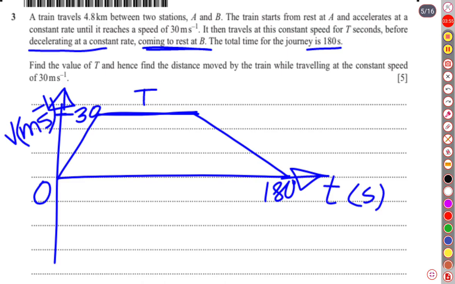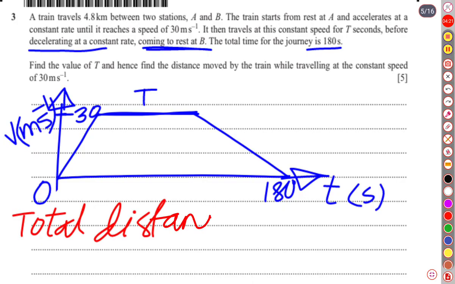Let me erase this portion which is unnecessary because there is no negative velocity. So we have a clue that total distance S is given. How much is the total distance given? Look at this, 4.8 kilometers. That means 4800 meters.